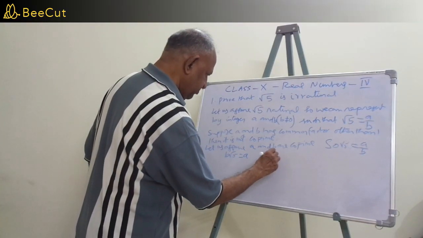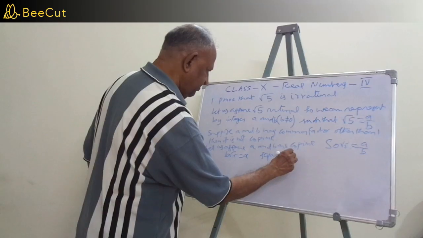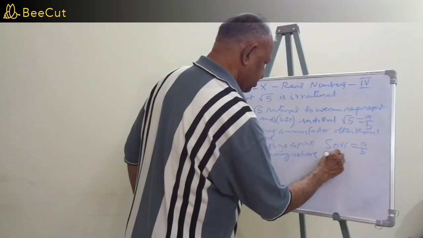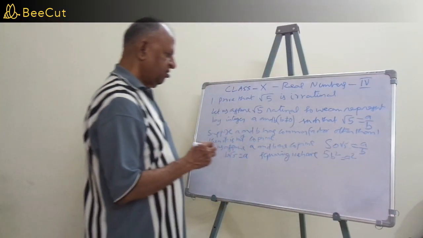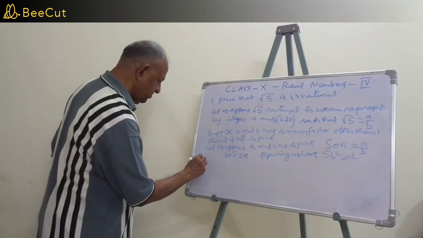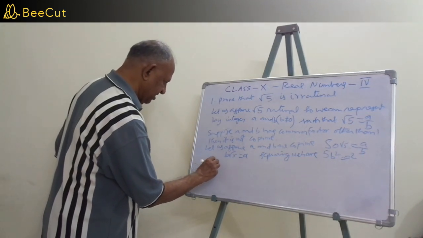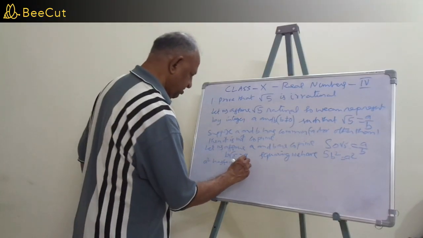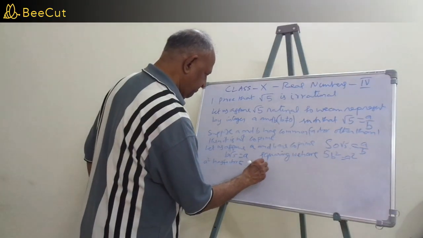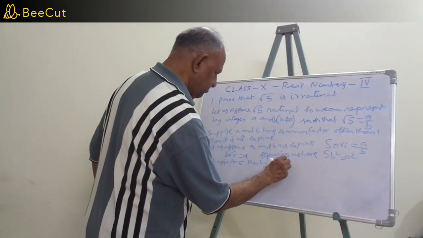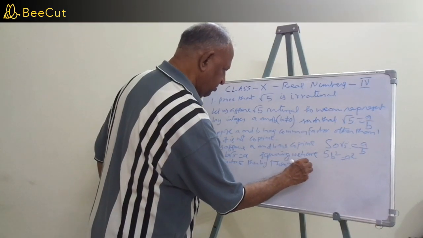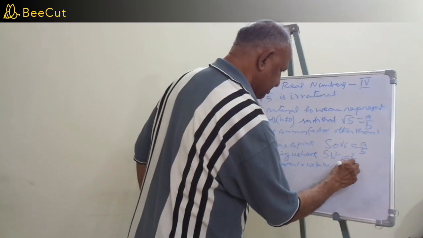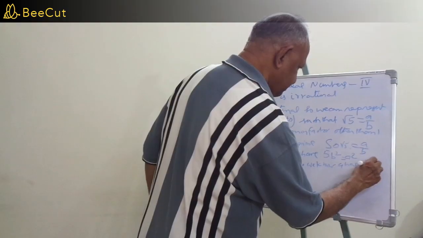Squaring, we have 5b squared is equal to a squared. We know from this a squared has a factor 5. Then by theorem 1.2 we know a has a factor 5.